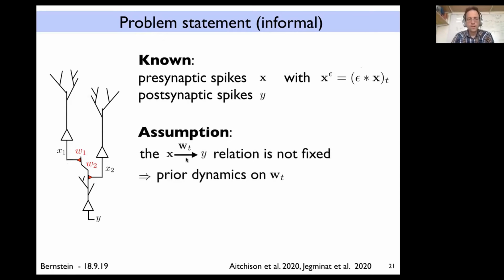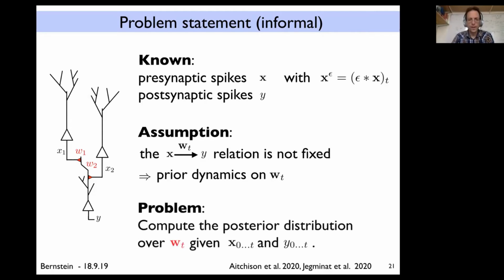And here, the key assumption we're making is that the relationship from x to y is not a fixed relation. Things can change. Your environment can change, right? And so the mapping from x to y depends on some parameters that are changing as a function of time. So we'll be assuming some prior dynamics on W. Right, so what is the problem now? The problem will be to compute the posterior distribution of W given the past presynaptic spikes and given the past postsynaptic spikes.